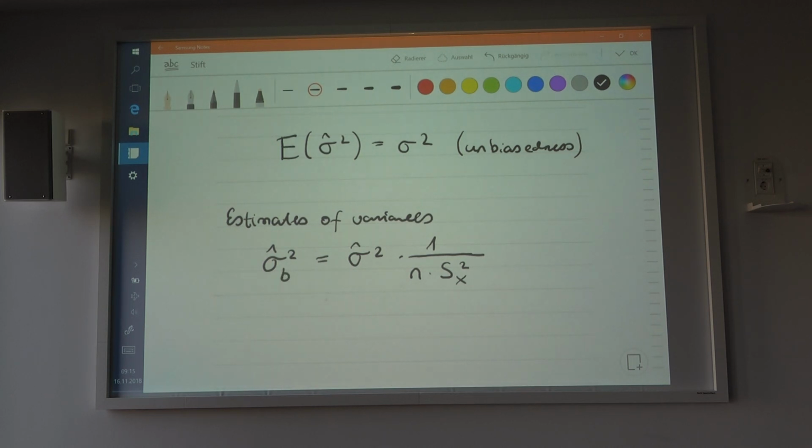Okay, I use a different notation. The estimate of the variance will be equal to sigma squared hat, the variance of the estimator of the error term, times the following expression. This is a little bit weird. Here in the denominator, you'll have n times the empirical variance of x. So this is going to be the first step.